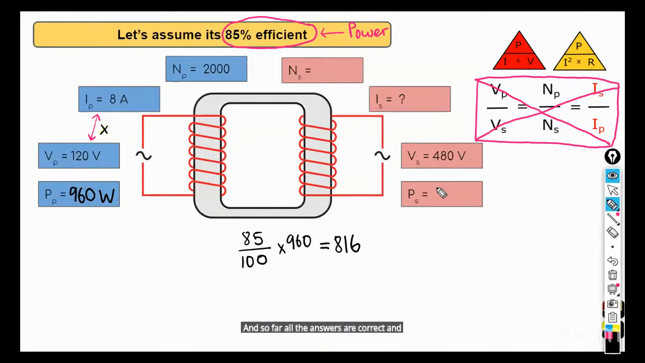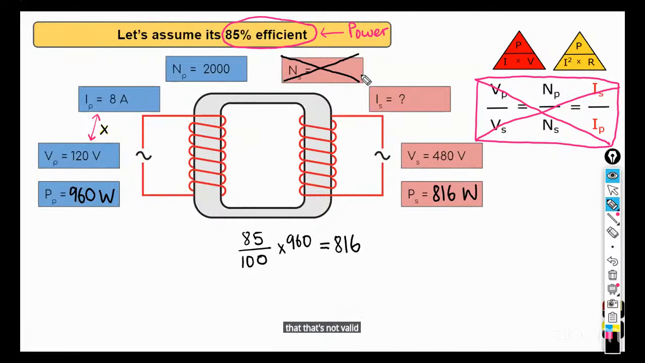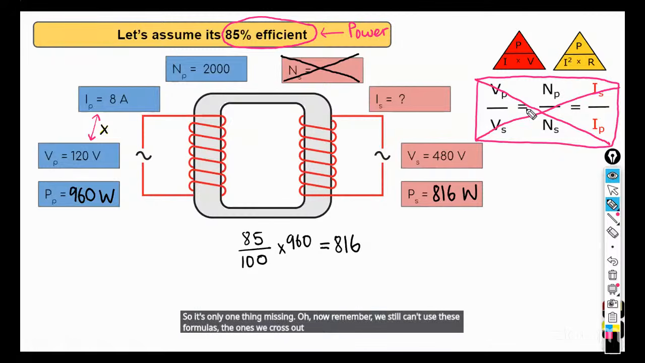It's 816. 816 watts. Okay? Easy stuff. Look at it. We're basically almost there. There's a small problem: you weren't supposed to find this, so let's cross that out, right? They're not going to ask you to find it. That's not valid in this question. Great. So it's only one thing missing now. Now remember, we still can't use these formulas, the ones we crossed out. So don't even dare look at them.